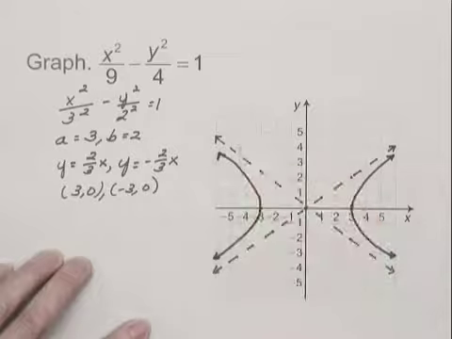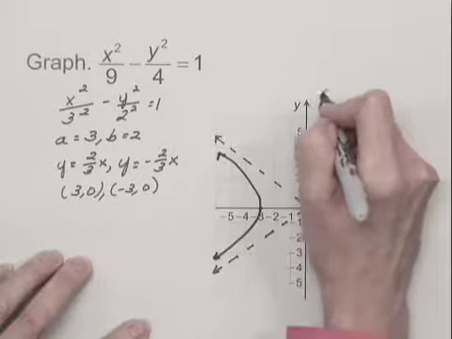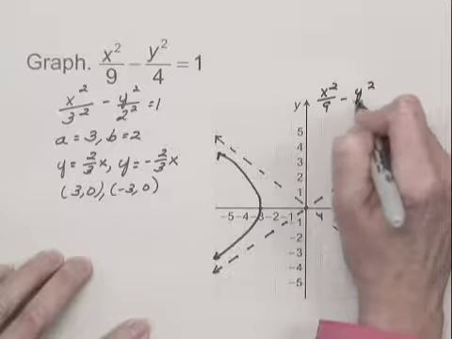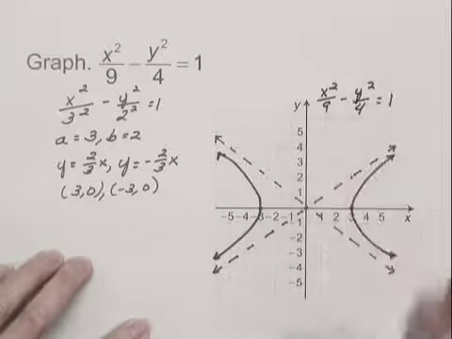And this gives us the graph of the hyperbola x squared over 9 minus y squared over 4 equals 1.